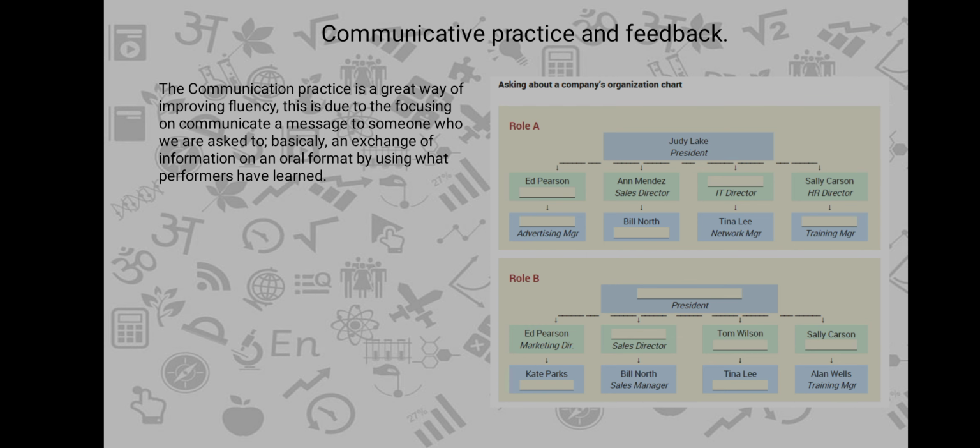Communicative practice and feedback. Communicative practice is a great way of improving fluency. This is due to the focus on communicating a message to someone we are asked to. Basically, it is an exchange of information in an oral format by using what performers have learned. Here we have a little role play in which role A has to ask information from role B. In the same way, role B has to ask information from role A.